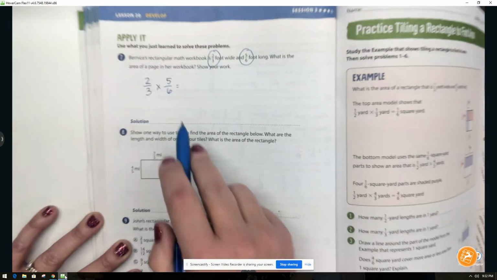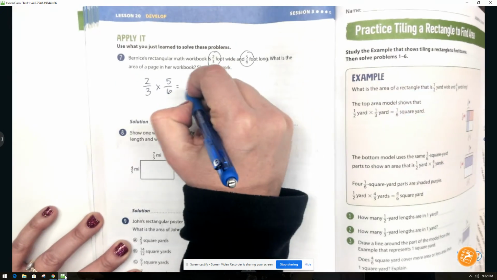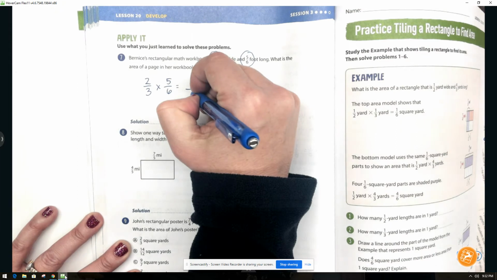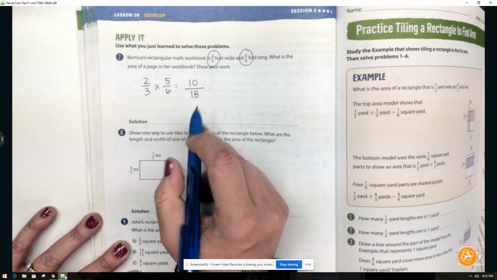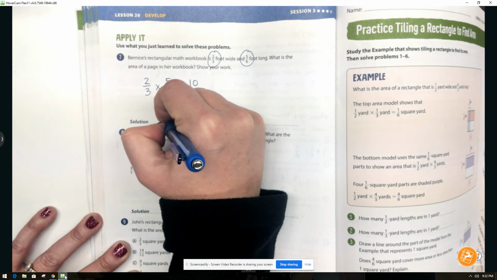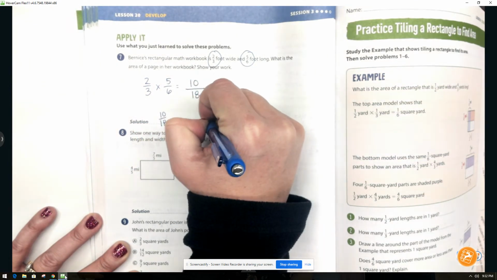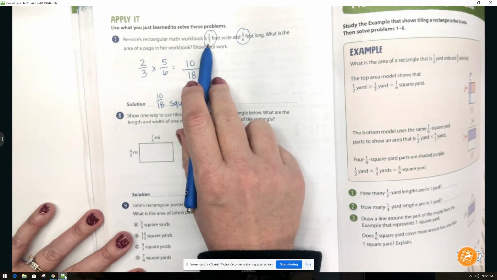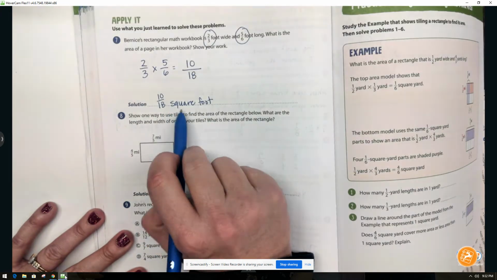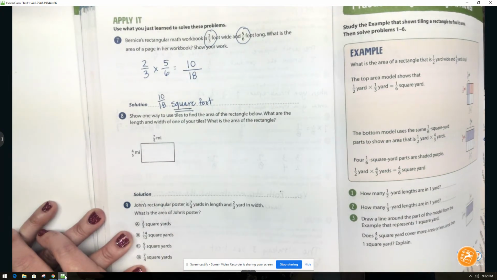And so when we multiply our numerators and denominators, 2 times 5 equals 10, 3 times 6 equals 18. So our answer is 10/18 of a square foot. Because remember, we're multiplying to find the area. When we find area, we have to remember to put square before our unit.